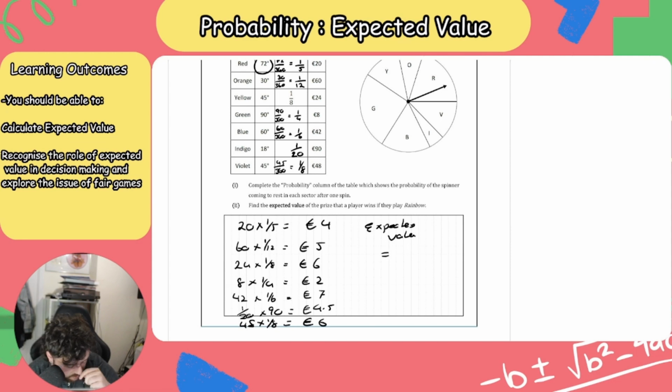So my expected value is going to be equal to 4 plus 5, 9. 9 plus 6 is 15. 15 plus 2 is 17. 17 plus 7 is 24. 24 plus 4.5 is 28.5. 28.5 plus 6 is 34.5. So 4 plus 5 plus 6 plus 2 plus 7 plus 4.5 plus 6.